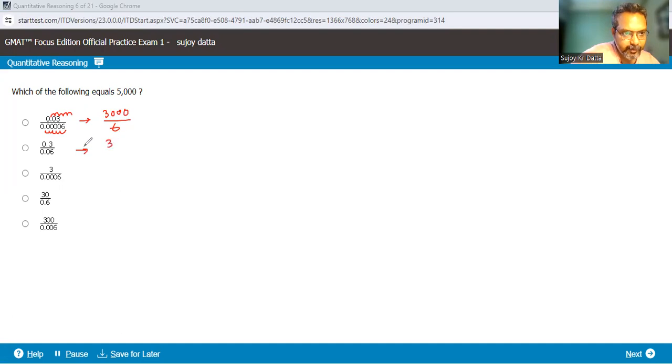This will be 3, 2 places by 6. Obviously not. This one would be 1, 2, 3, 4 places. So 3 followed by 4 zeros by 6 is 5,000. So that's correct. So that is the third option.